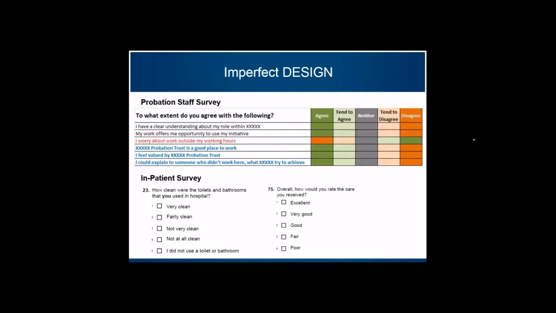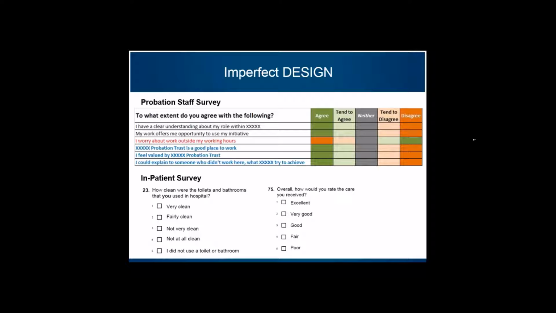So the probation staff survey, pretty much all the questions were agree to disagree statements. From an analytical perspective, I quite like this way of doing things, but there are good ways and bad ways of doing this. In this particular case, what you see here is 6 of the 27 mandatory questions.